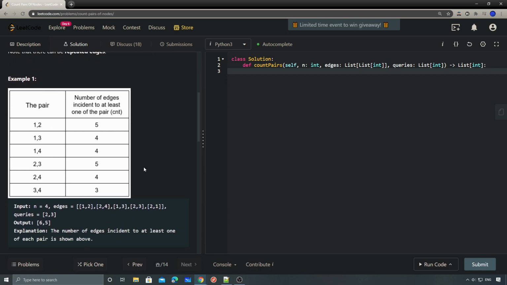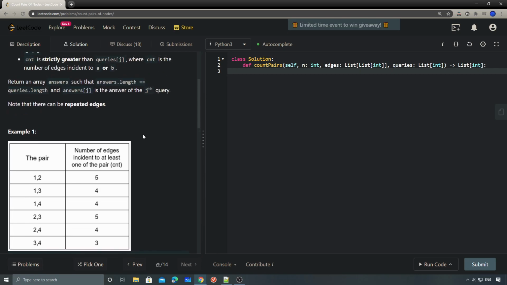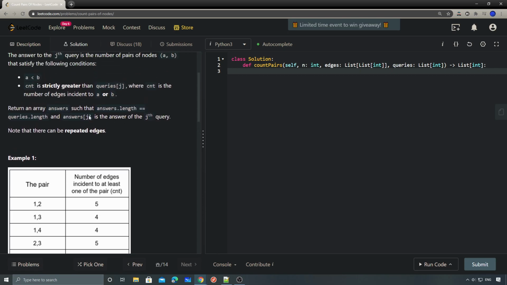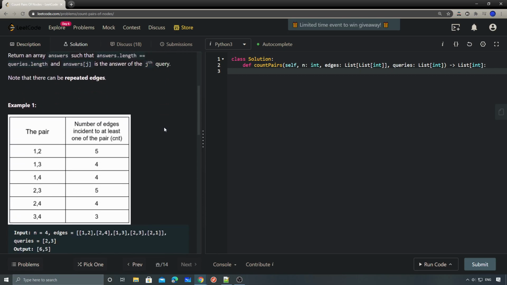Cool. So, to solve this problem, I think the first thing we need to figure out is how we can calculate this count. That's the first thing we want to figure out. So, like I said, we have 1, 2. Maybe I shouldn't have removed this one. So we have this one, that's the graph here.